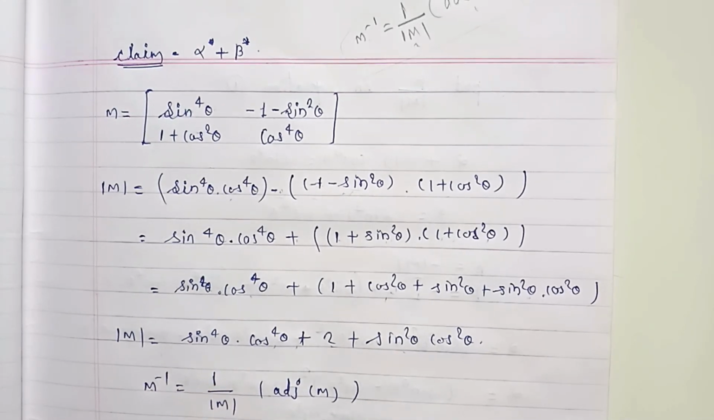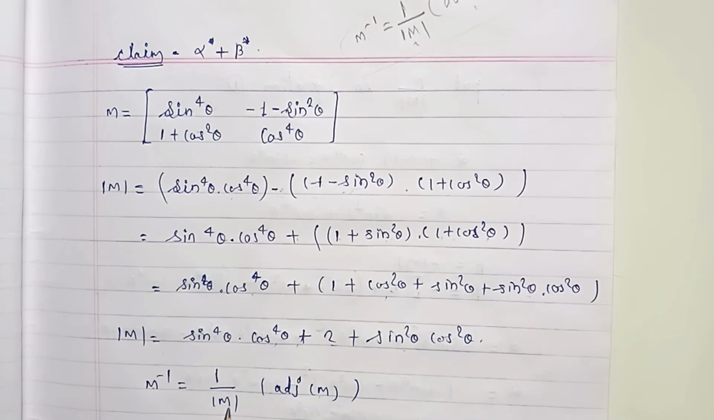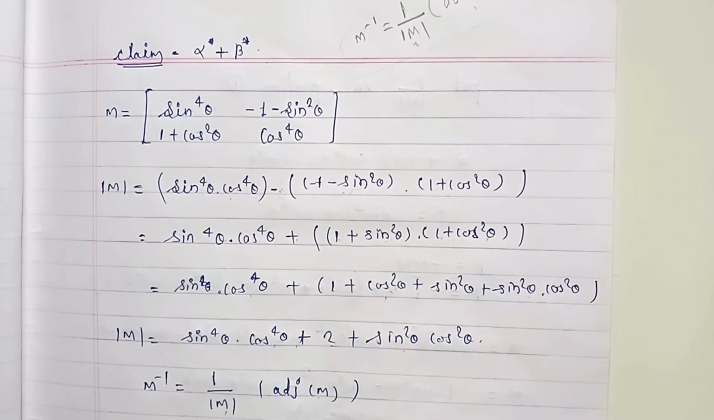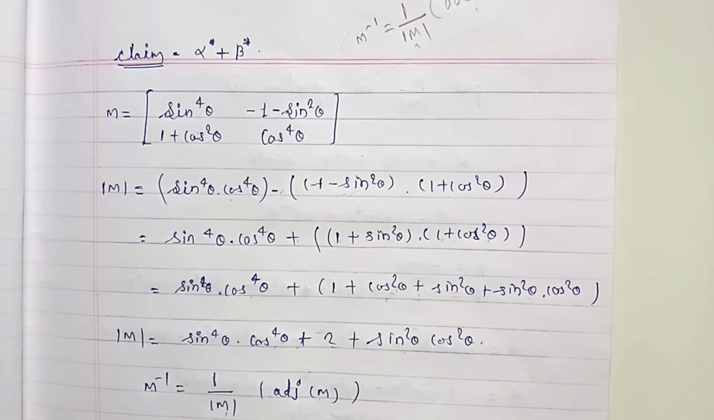M inverse is equal to 1 upon determinant of M into adjoint of M. I got the value for the determinant of M, but now how to find the adjoint? As we learned in the matrix and determinant chapter, for finding the adjoint we use minor and cofactor. First we find the minor, then we go for the cofactor as minus 1 raised to i plus j into the minor of Mij. So this is the way to find the adjoint of a matrix, and then the inverse. Finding these terms is a bit time-taking or lengthy.